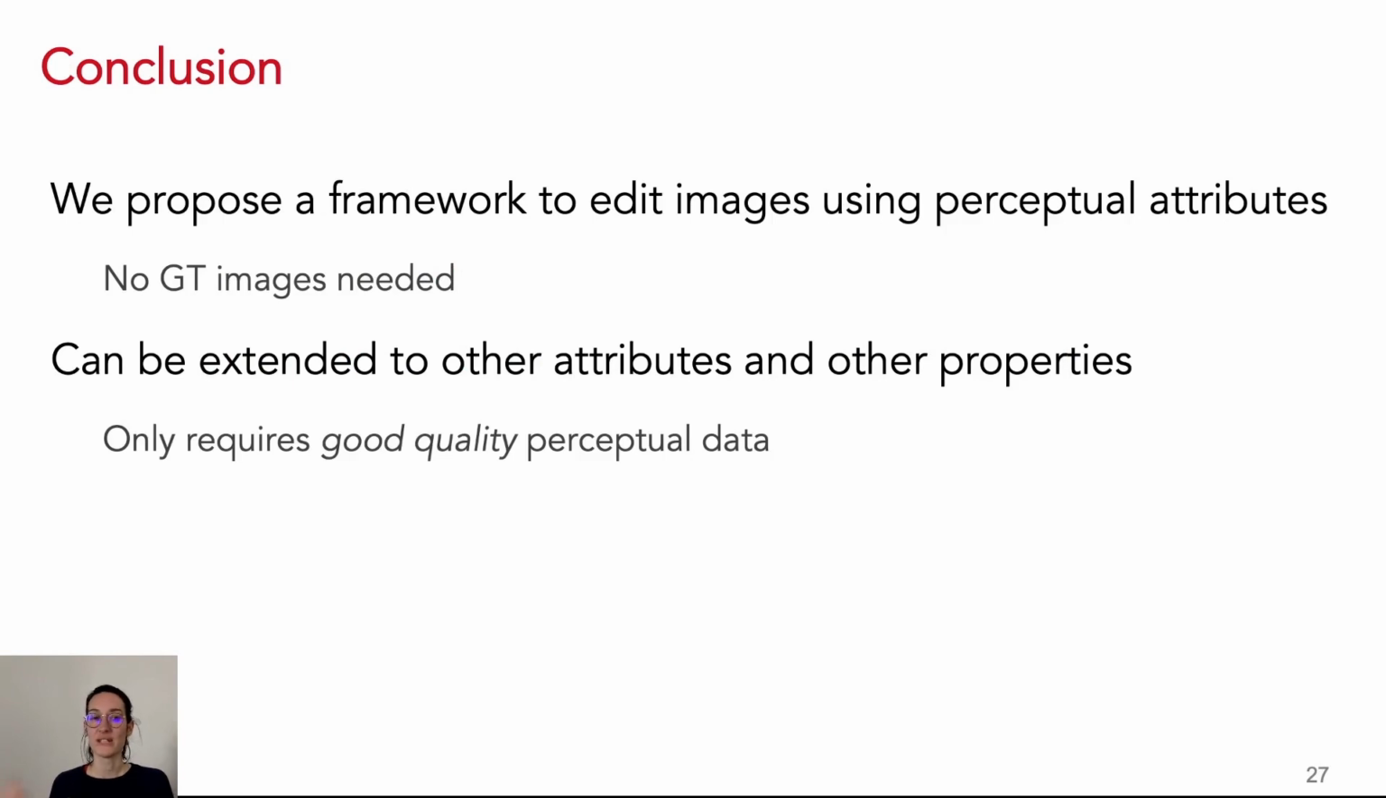So, in order to conclude, we propose a framework that allows editing images using perceptual attributes. We have this link between neural networks and perceptual data, and we don't need any ground truth images to train our network. So we think this framework could be extended to other attributes, either related to material appearance or to other properties of images. And what it only requires is collecting good quality perceptual data from people.